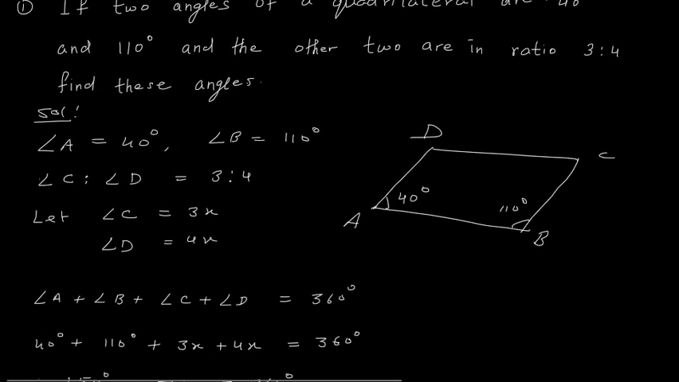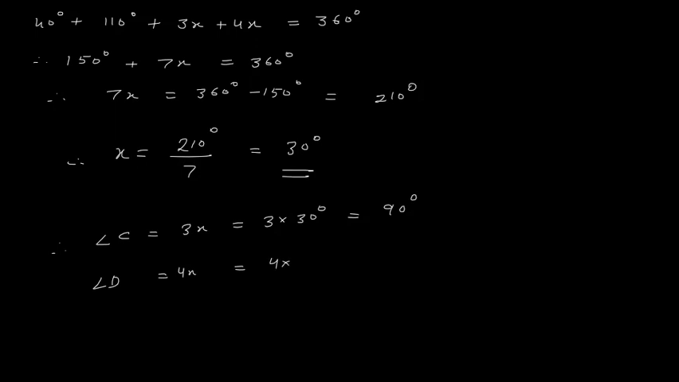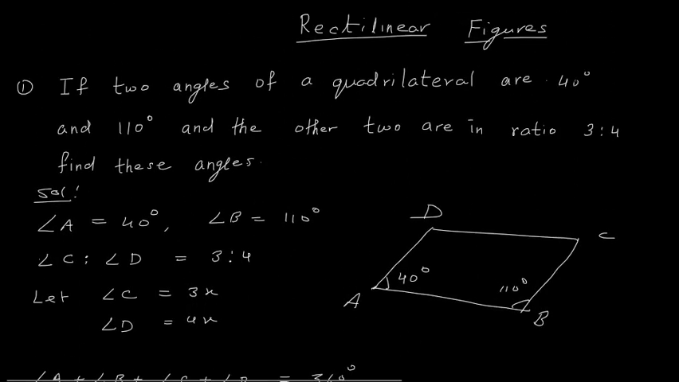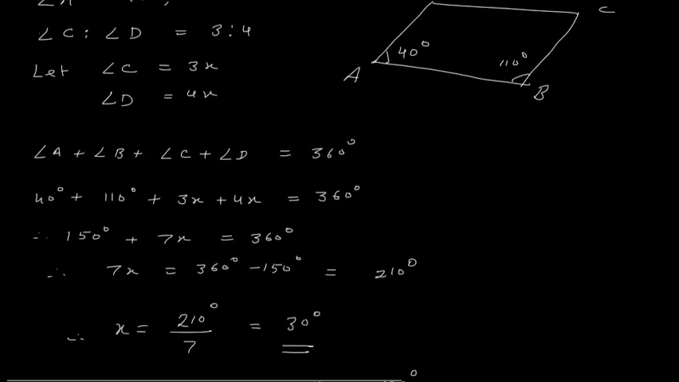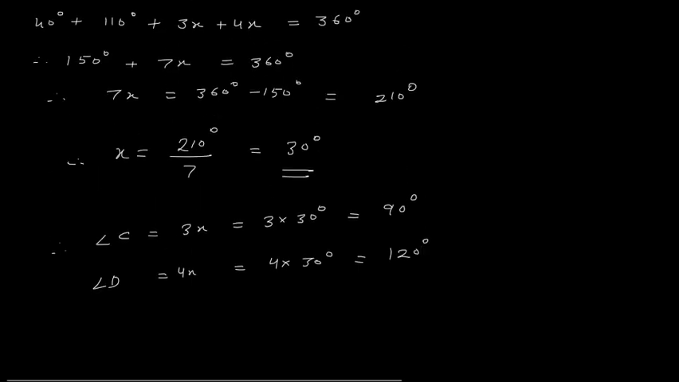So I got the value of x. Value of x is 30 degree. Therefore, angle C is equal to 3x is equal to 3 into 30 is equal to 90 degree, and angle D is equal to 4x is equal to 4 into 30 is equal to 120 degree. So this is how we got angle C and angle D. So we have found out these two angles. Angle C is 90 degree and angle D is 120 degree.